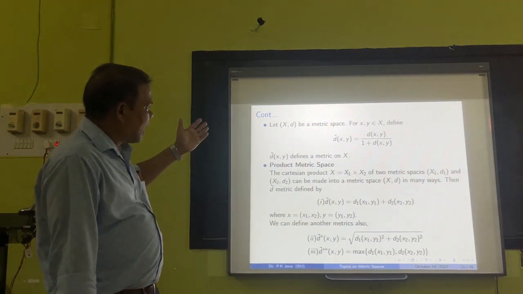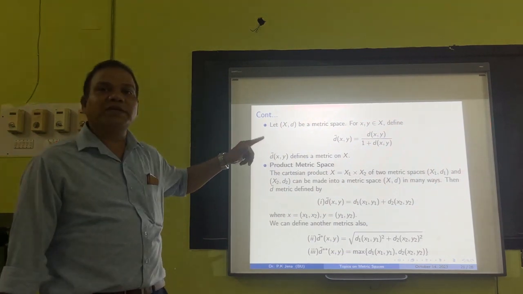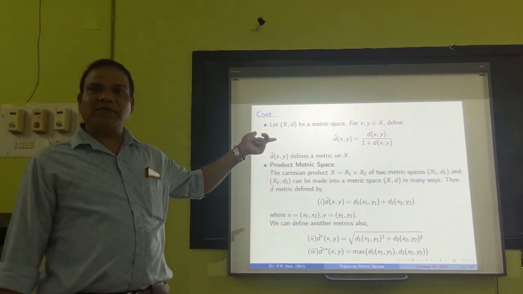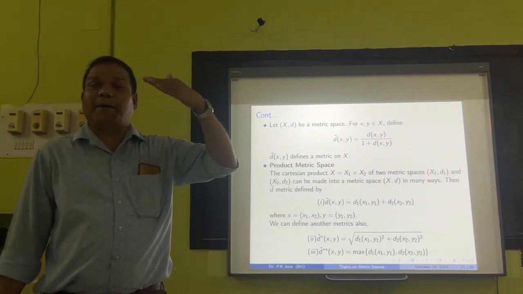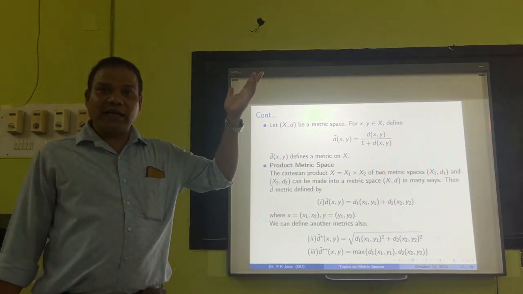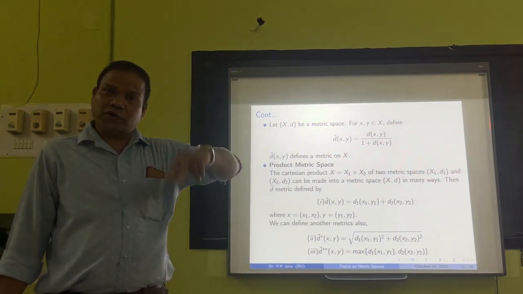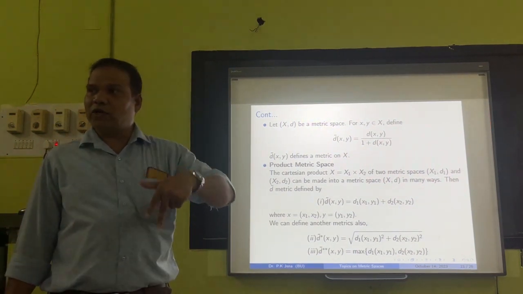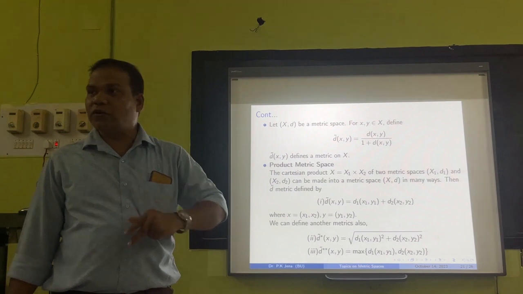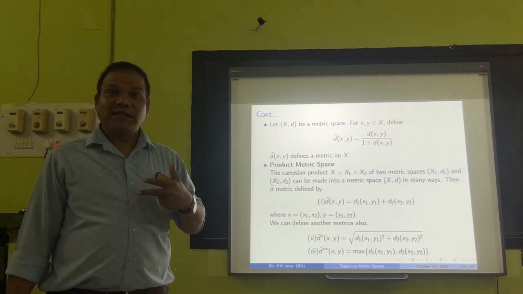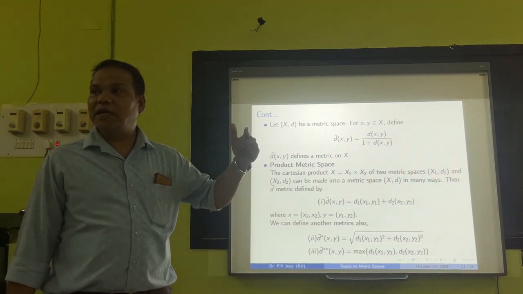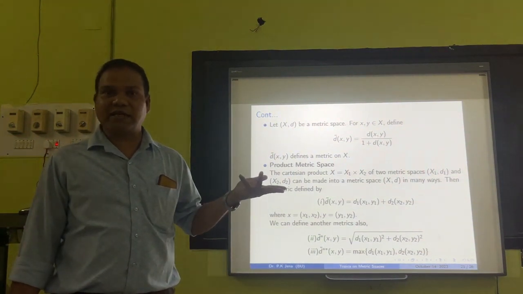If we are defining here d by 1 plus d, where d is a metric on any non-empty set X, how to generate another metric with the help of d? I was telling that minimum of 1 and d will also be a metric. Maximum of d1, d2 is a metric. d1 plus d2 is a metric. We are discussing here the algebra of metrics. Similarly, d by 1 plus d is also a metric on the same set X.